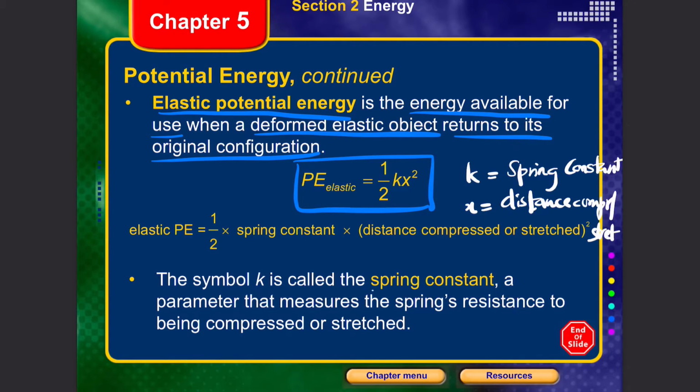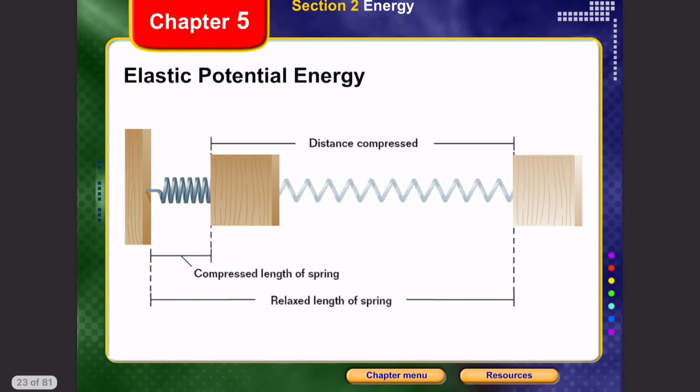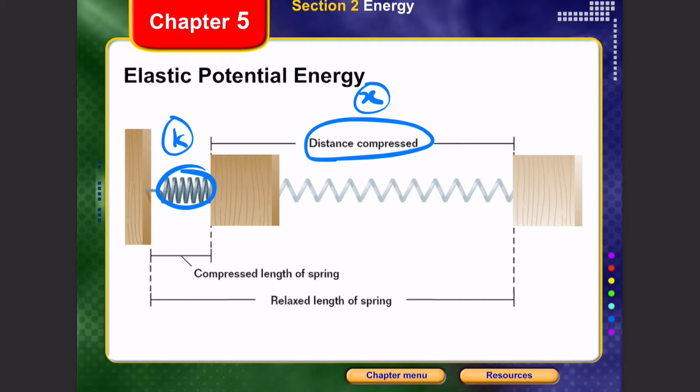Now the symbol k is called the spring constant, and it is generally a parameter that measures the spring's resistance to being compressed or stretched. So where does elastic energy come from? Elastic energy is stored in the form of compression or extension. The distance that is being compressed with respect to the relaxed length is taken as x here, and each spring generally will have its own spring constant based on the size and shape of the material, and using those two quantities we can always calculate the elastic potential energy.